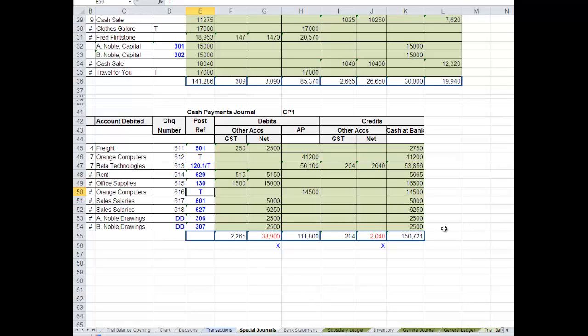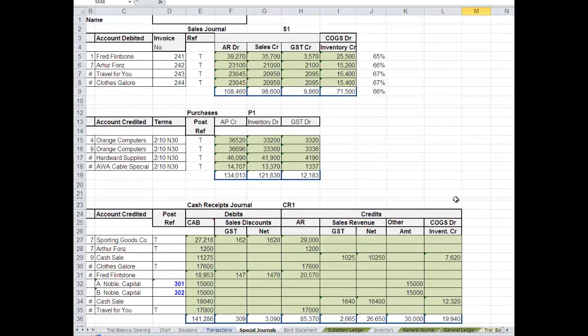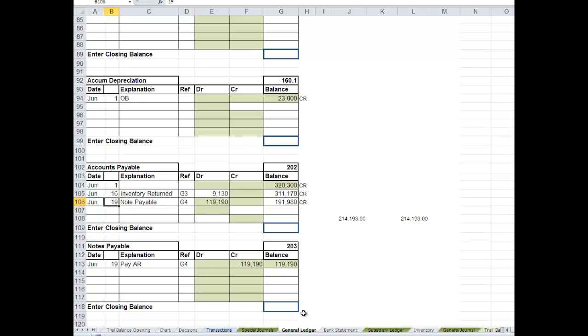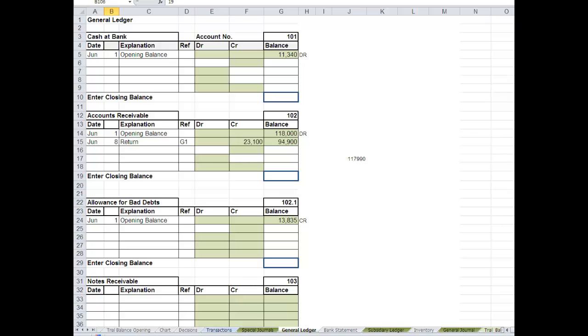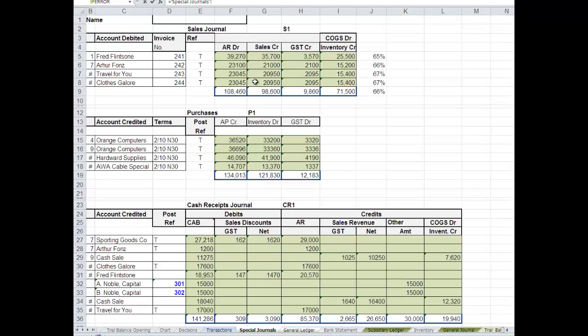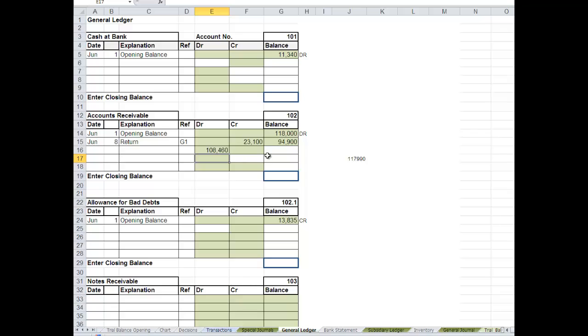All right, so these were all added, so we can now post all of these items. I may not post all of them, but let's see how we do it. First off, I'll post accounts receivable debit. Let me drag the general ledger up next to the special journal so I don't have to go too far. So accounts receivable debit, 108,460. That worked. Fill that formula down.